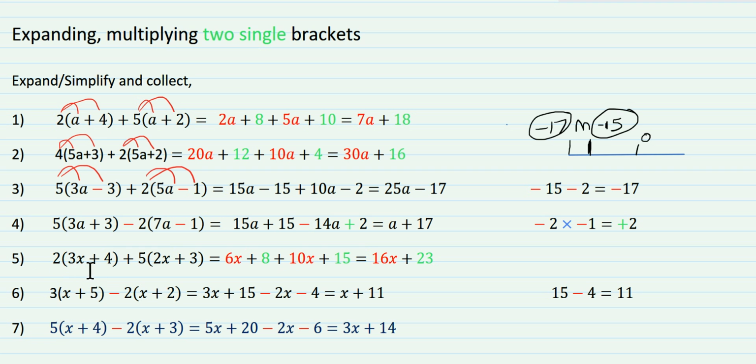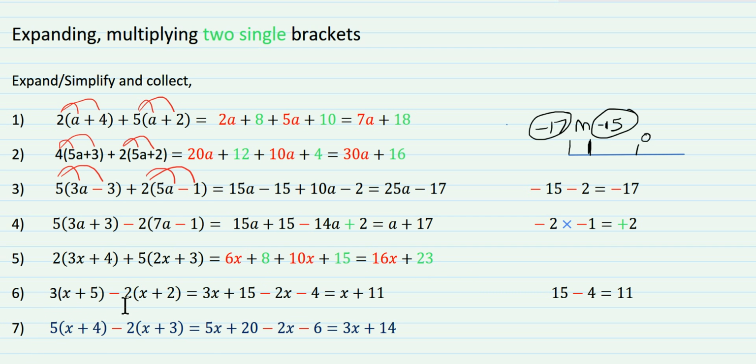2 into 3x plus 4. 2 times 3x is 6x. 2 times 4 is 8. Then 5 times 2x is 10x, 5 times 3 is 15. Then you add all the x's. 6x plus 10x is 16x. 8 plus 15 is 23.